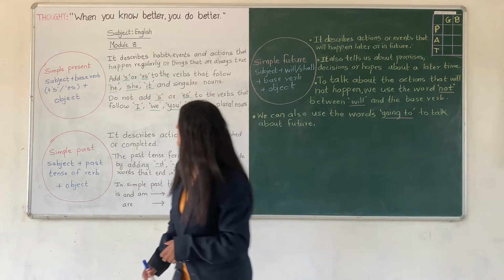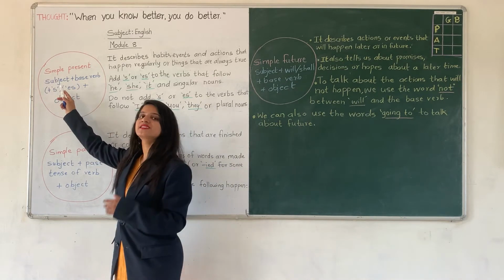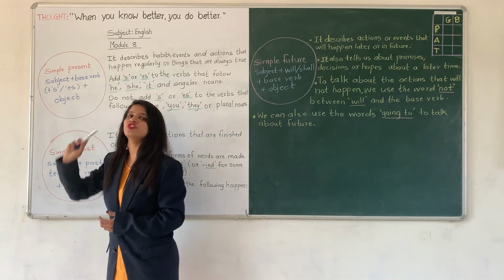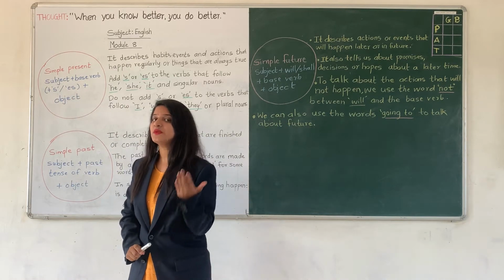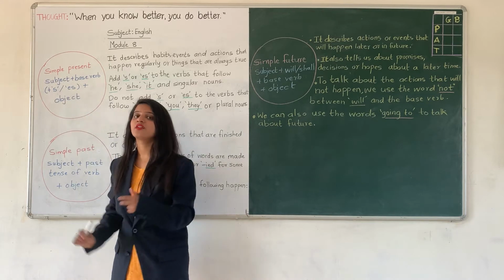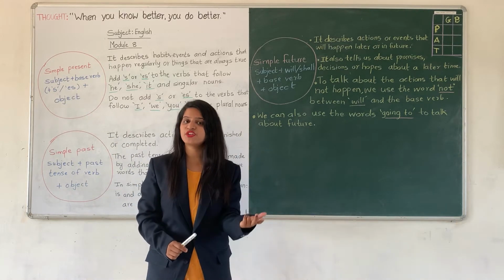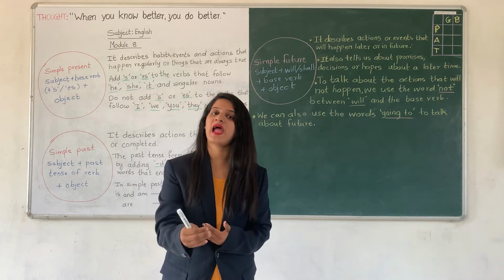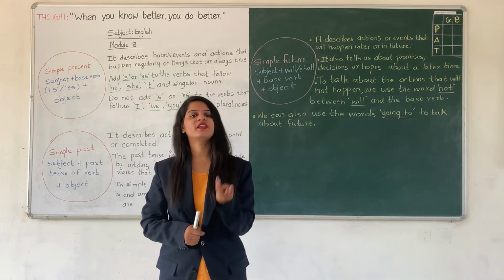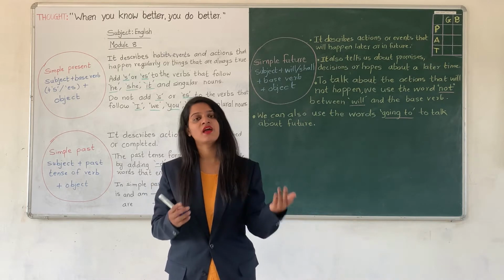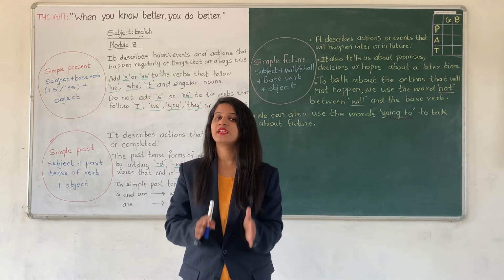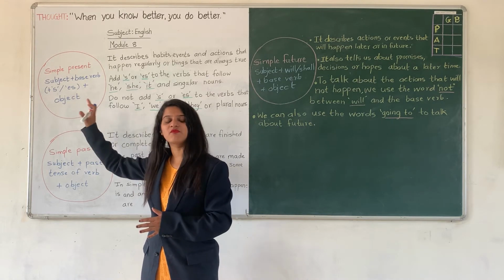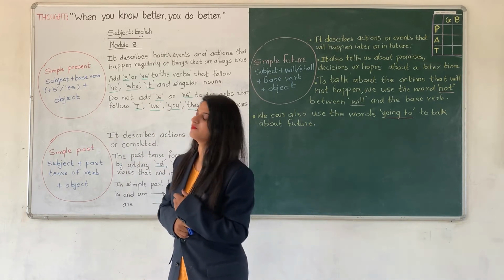See here, the rule for writing simple present tense is, first of all, we have to write the subject. What do we have to write? We have to write the subject. Now what do you mean by subject? Subject means something or someone who does the action. It can be a name of people, place, thing, or animal. It is something or someone that does the action.